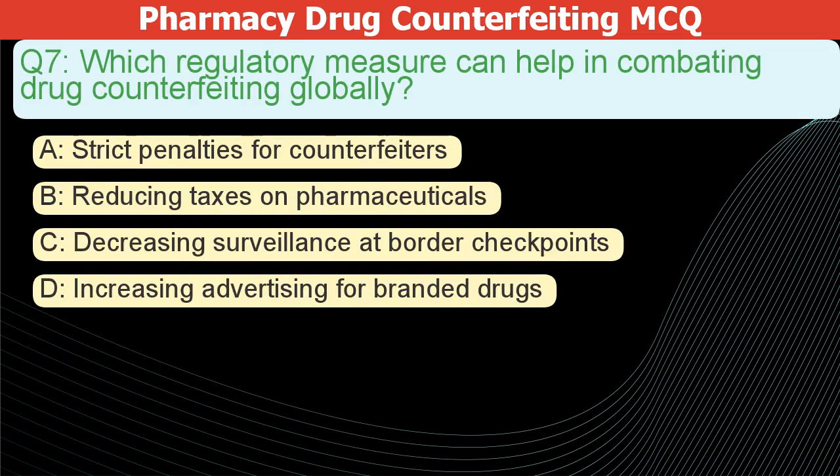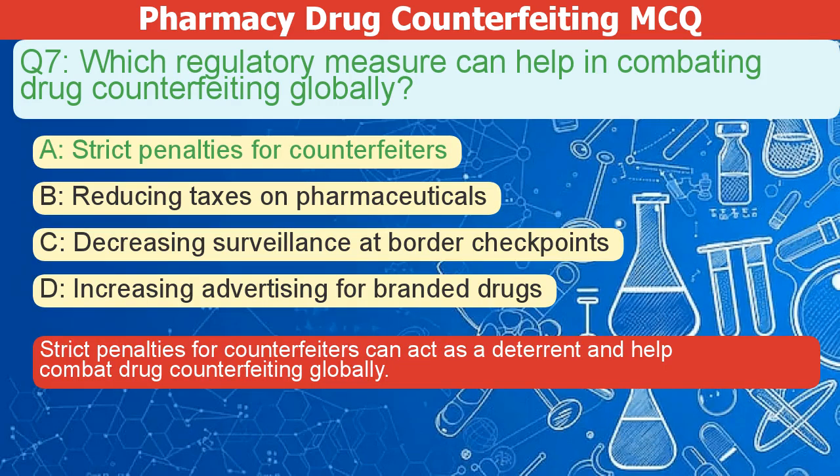Which regulatory measure can help combat global drug counterfeiting? A. Strict penalties for counterfeiters. B. Reducing taxes on pharmaceuticals. C. Decreasing surveillance at border checkpoints. D. Increasing advertising for branded drugs. The correct answer is A. Strict penalties for counterfeiters can act as a deterrent and help combat drug counterfeiting globally.